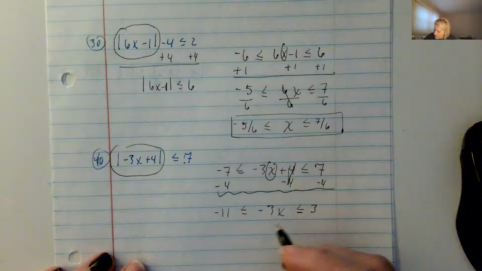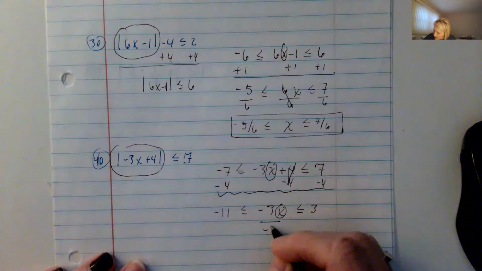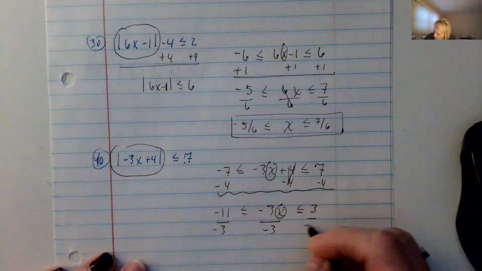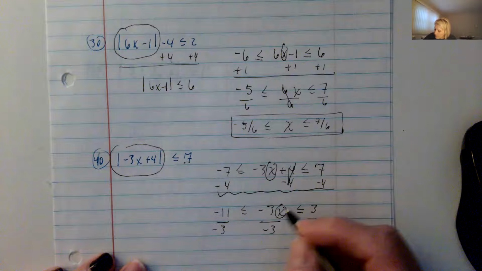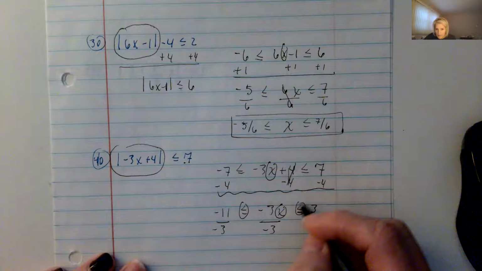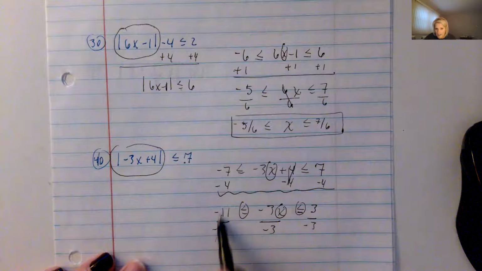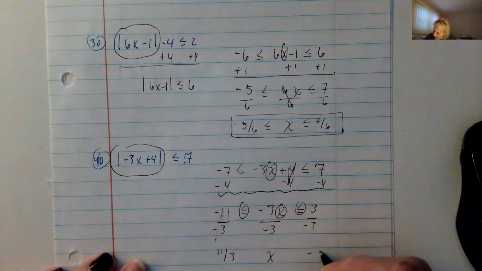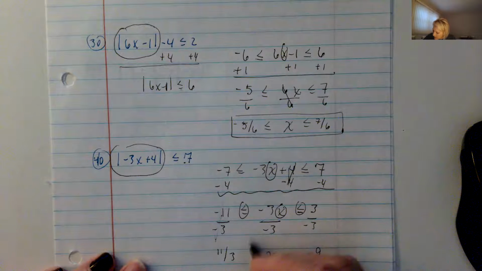And then we have to divide by a negative 3. When we divide by a negative 3, we actually have to flip the signs the other way. Now this becomes a positive 11/3 and x, and this becomes the negative. So instead of less than, it's going to be greater than.